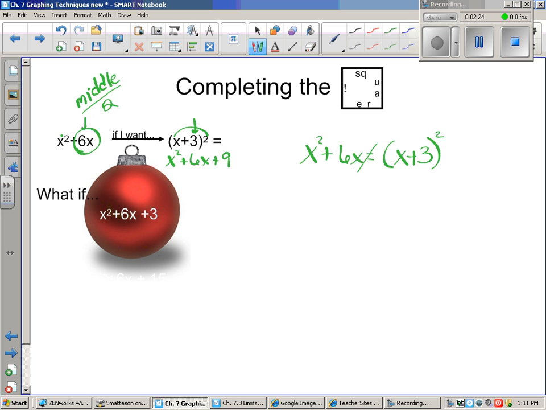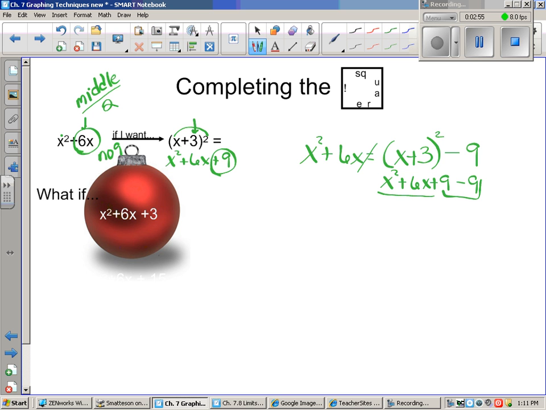So how do I get it so that they're equal? This has a plus 9, and x squared plus 6x does not. There's no 9 here. So I want to subtract that extra. If I multiply this out, I'd have x squared plus 6x plus 9 minus 9, and of course those would cancel out, giving me 0, which leaves me with exactly what I want, yet it's written in the form of something squared.